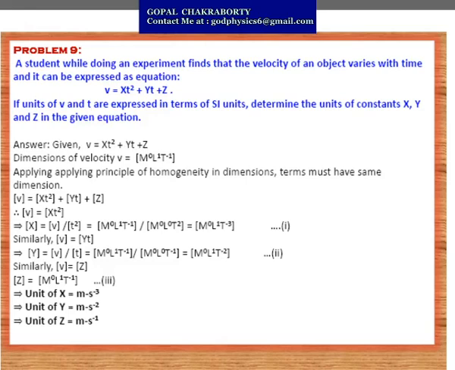Similarly, when equating v with y into t, the dimension of y equals dimension of v by dimension of t. That equals M to the power 0, L to the power 1, T to the power minus 1, divided by M to the power 0, L to the power 0 and T to the power 1. Solving these, you get M to the power 0, L to the power 1, T to the power minus 2. So the unit of x is meter per second cube, the unit of y is meter per second square, and the unit of z is meter per second.